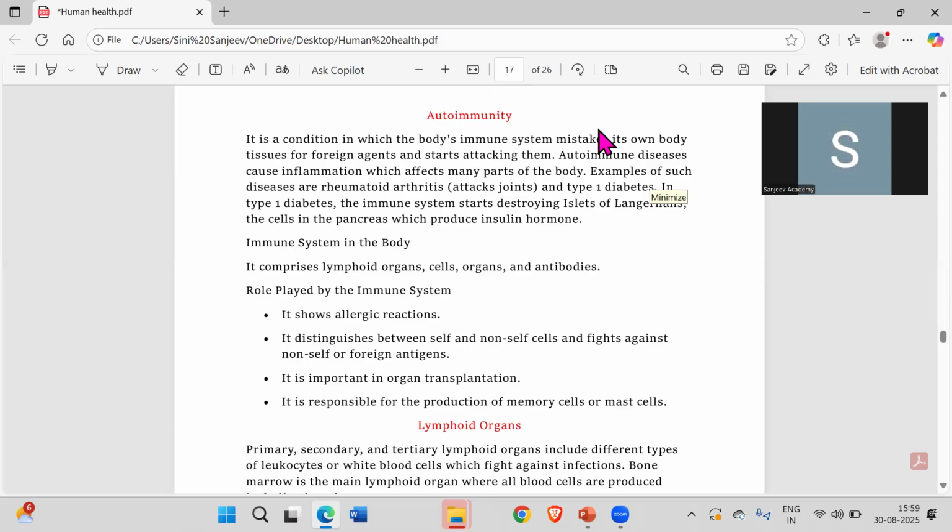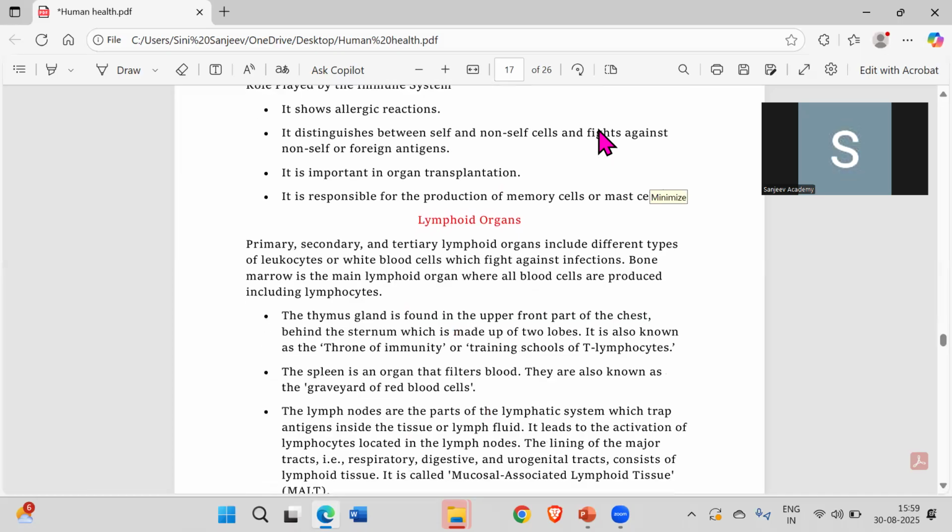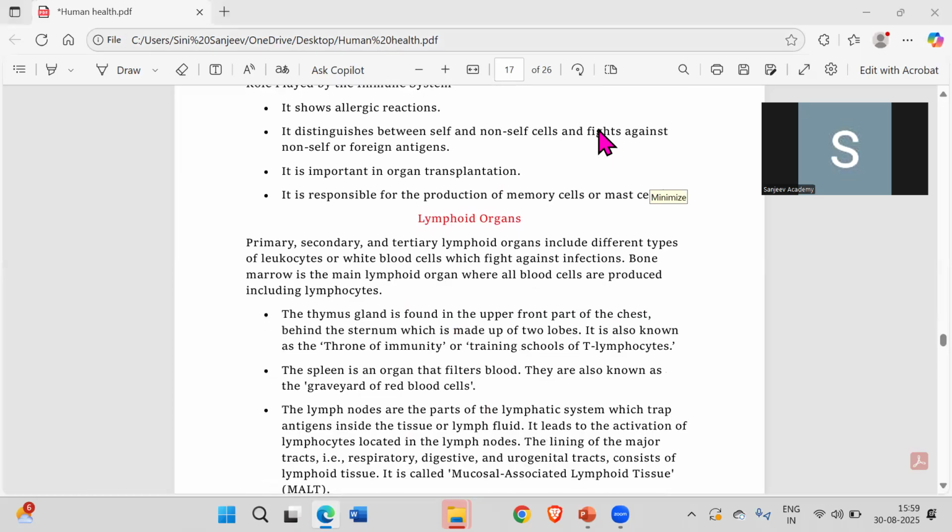Then the next important thing which we have is the lymphoid organs. Okay, so let me just take the diagram.